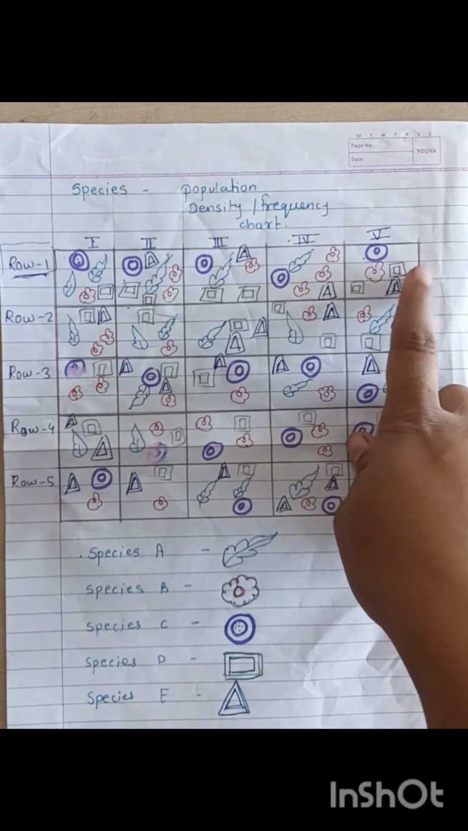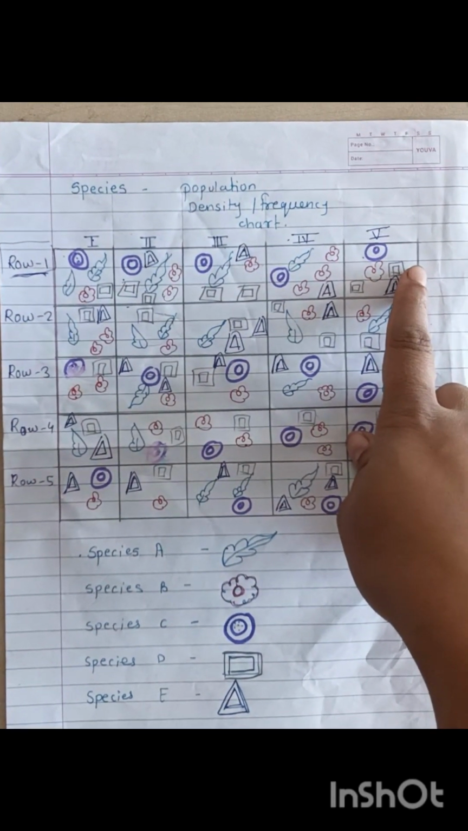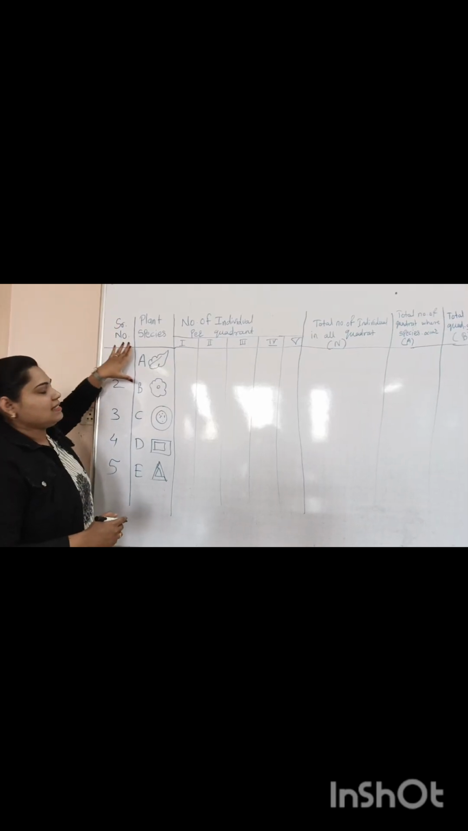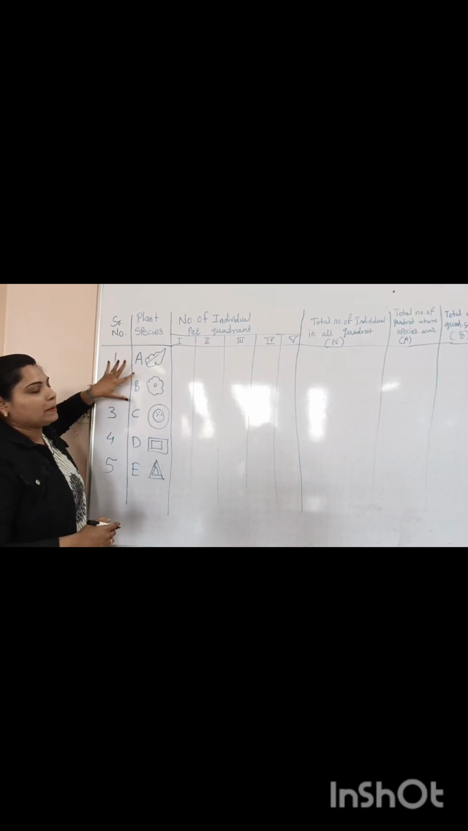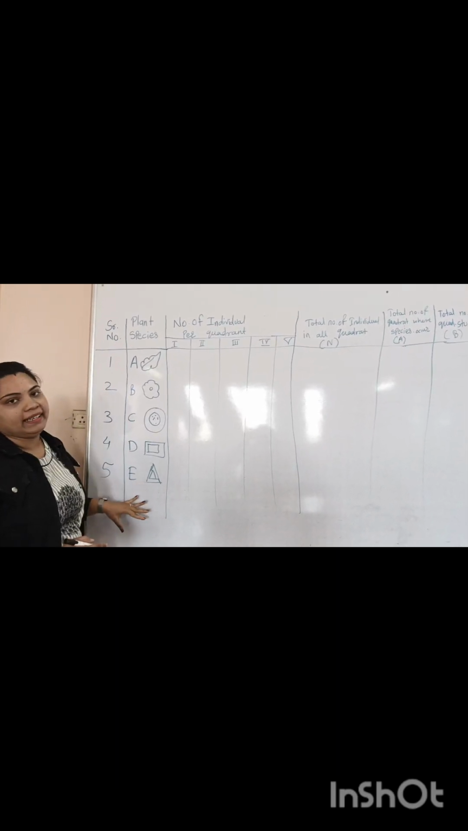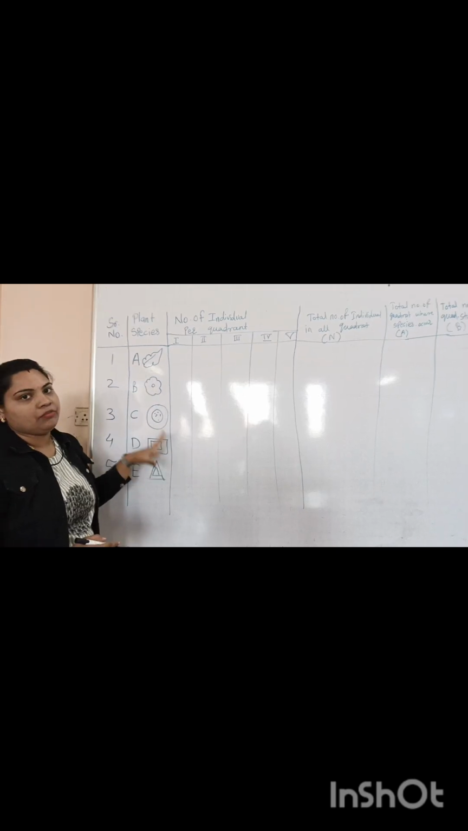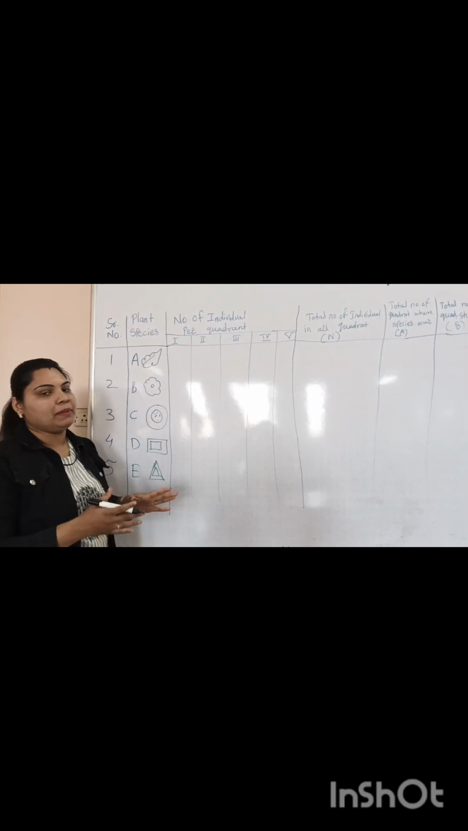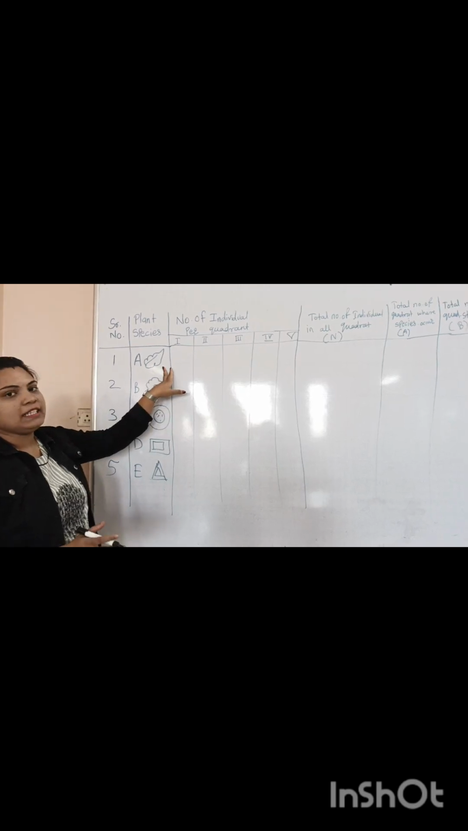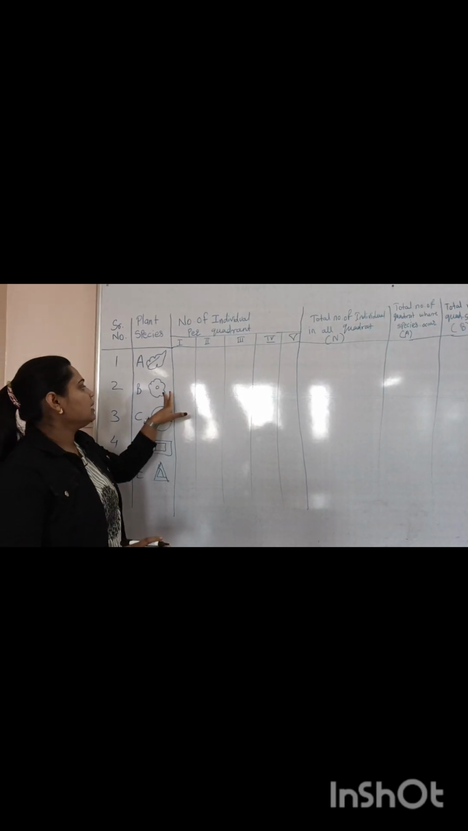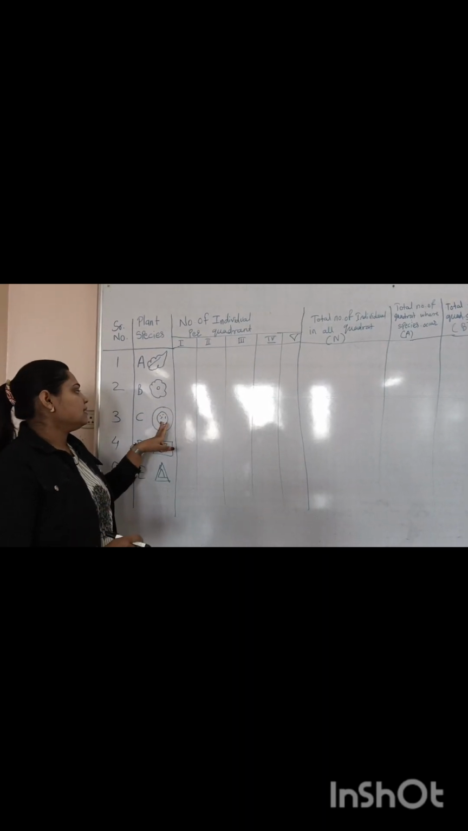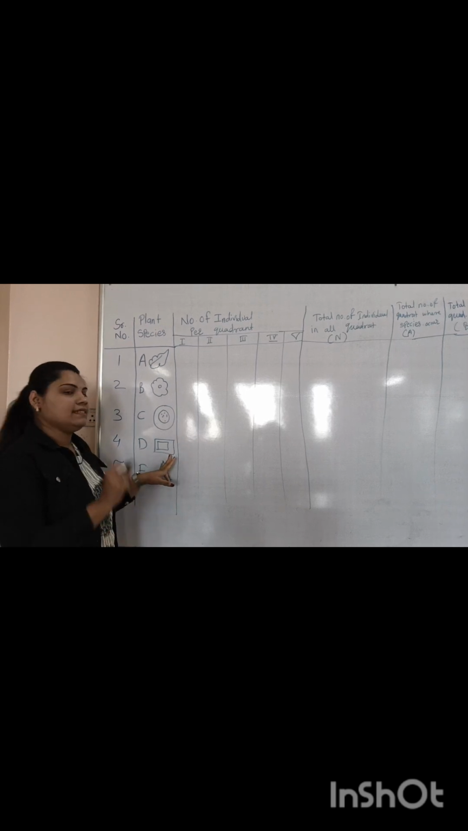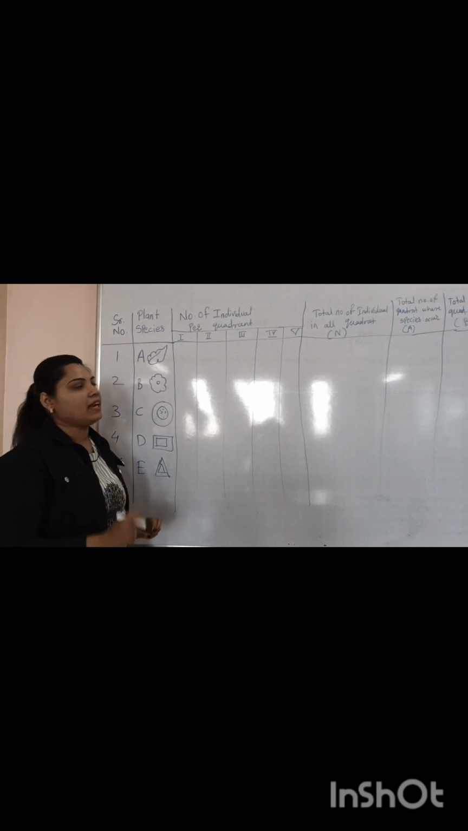Let's see how we can write in the observation table. Now, plant species, that is plant species A, B, C, D and E. We have various shapes, various colors. We are using different shapes, different colors for different plant species. First, A species is leaf, B is flower, C is circle, D is rectangle and E is triangle.